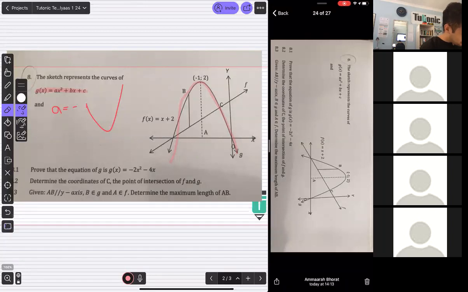Okay, so prove that the equation of the parabola is minus 2x squared. They're saying prove that it's minus 2, so we expect it to be negative. They give us a point, and I assume that point is the turning point. They also give us the equation of the straight line, and you can see the straight line intersects the parabola at the x-intercept, and it intersects at C.